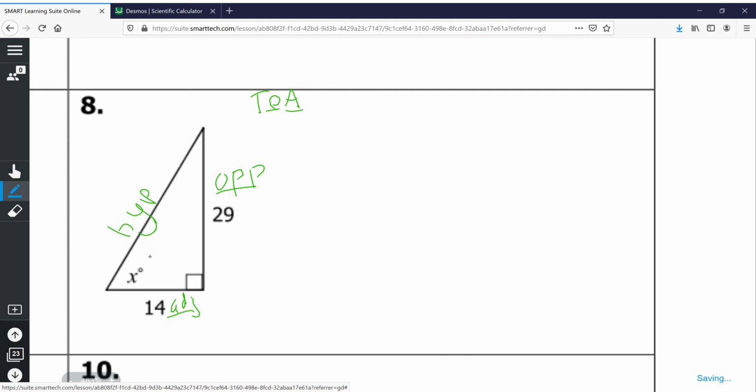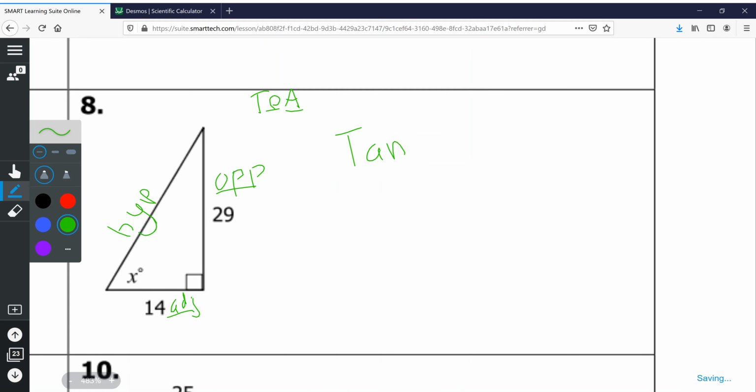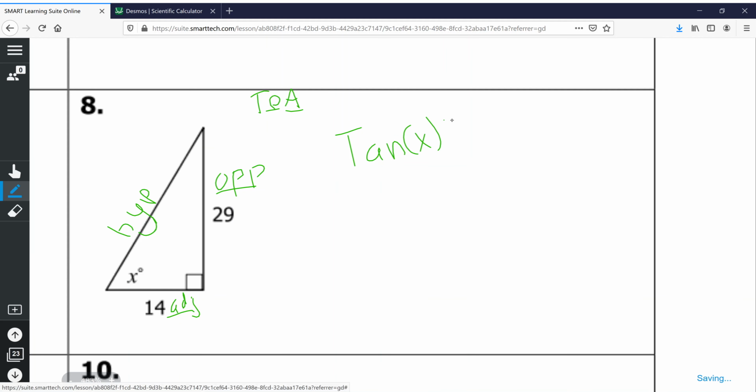So I'm going to take the tangent of x, because that's the tangent that uses the opposite and adjacent, and that's going to equal my two sides that I have, opposite over adjacent. 29 over, oops, sorry, I need to write. Tangent of x, and that's going to equal 29 over 14.